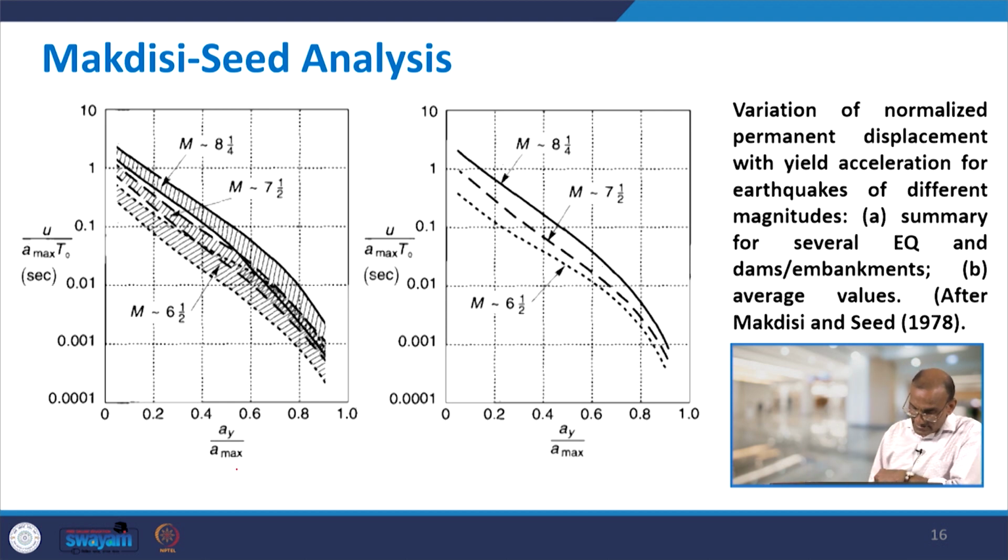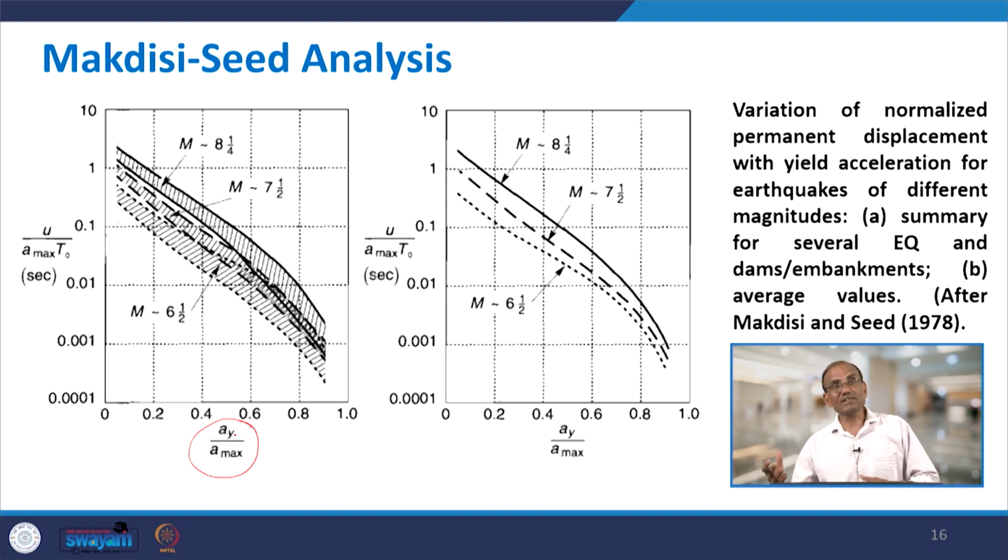You have on the x axis the ratio of AY by A max, where AY is the yield acceleration and A max is the maximum value of acceleration. Naturally, permanent displacement will develop only when your AY is less than A max. If your AY is greater than A max, then there is no permanent displacement. So, that means only when this ratio is less than 1 will permanent displacement develop. And when AY by A max is low, permanent displacement is going to be more. When AY by A max becomes 1, then there is no displacement, because the yield acceleration is more.